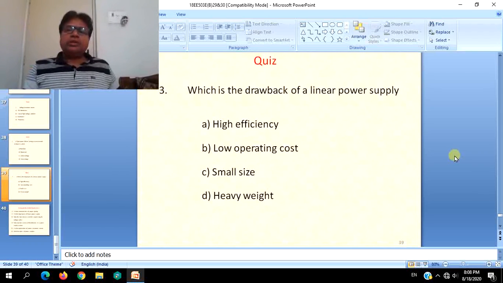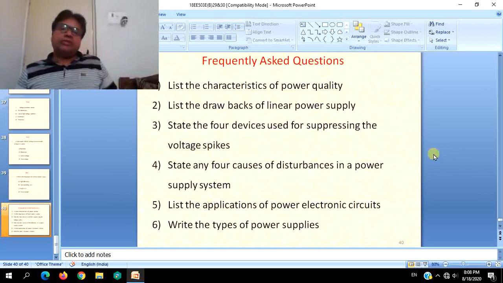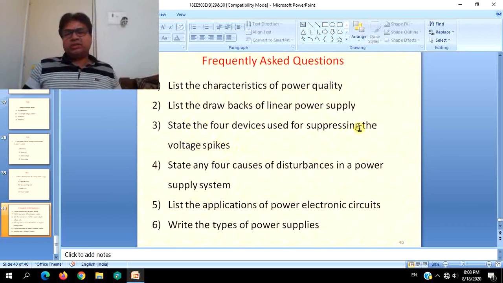Which is the drawback of a linear power supply? It is heavy weight. All the others are not found in a linear power supply. The drawback is heavy weight. And these are different sorts of questions. You will find: list the characteristics of power quality, list the drawbacks, state the 4 devices for suppressing the voltage spikes, state any 4 causes of disturbances in a power supply, list the applications of power electronic circuits, write the types of power supplies, and likewise.